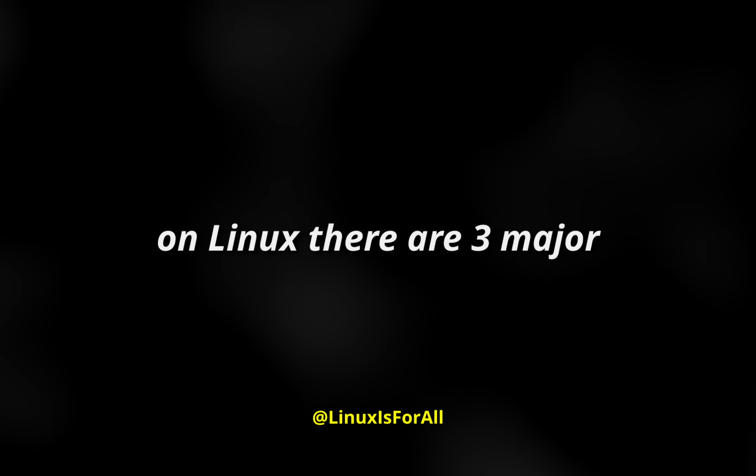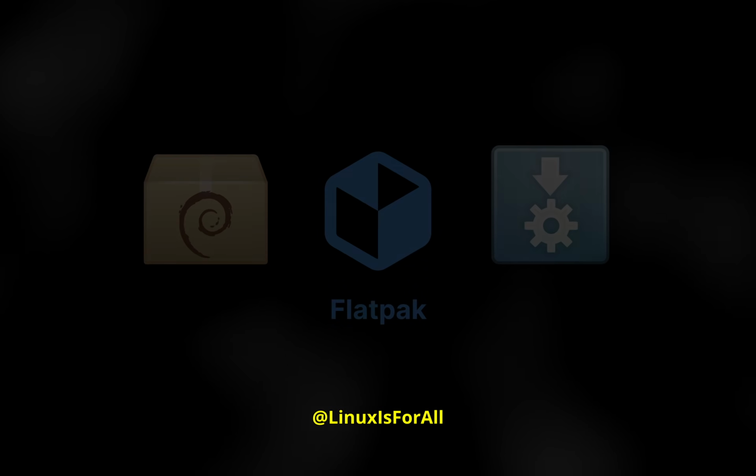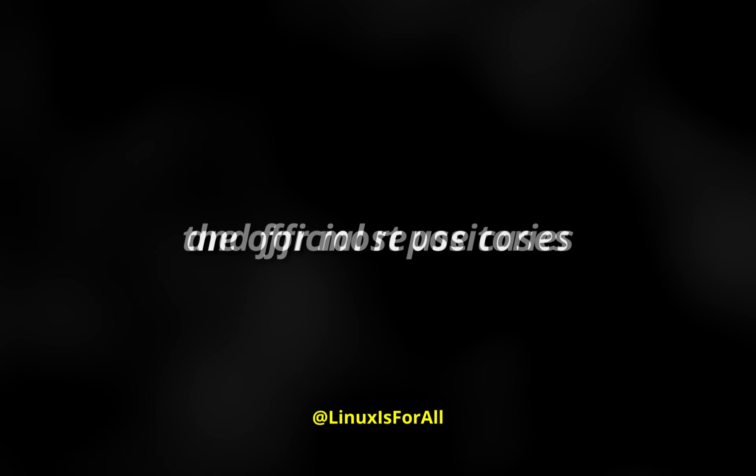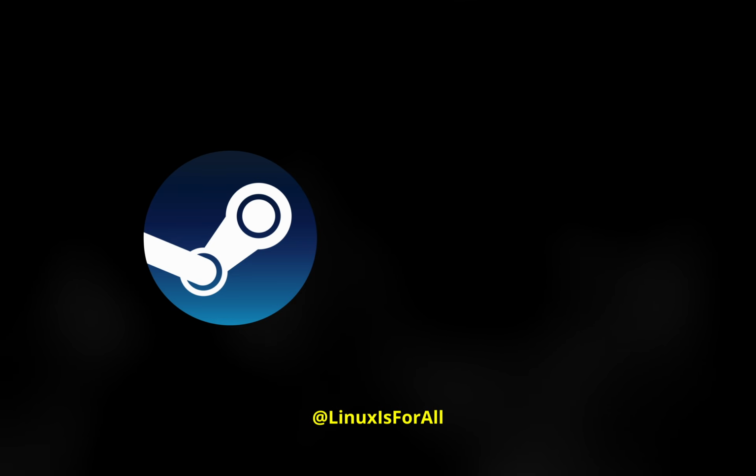On Linux, there are three major packaging formats. The first one is the official repositories packages from your distro, the second one is Flatpaks, and the third one is AppImages. They're all different from each other, and in most cases, the official repositories packages are the best option, like for Steam and VS Code.